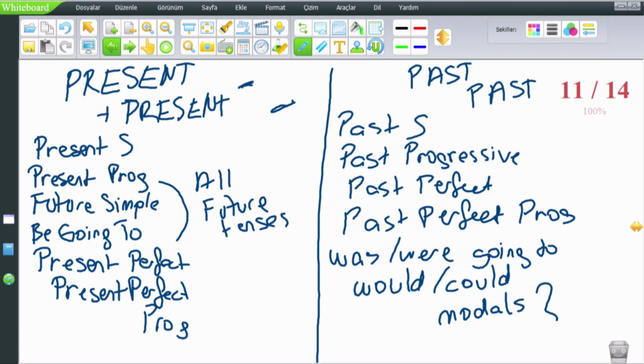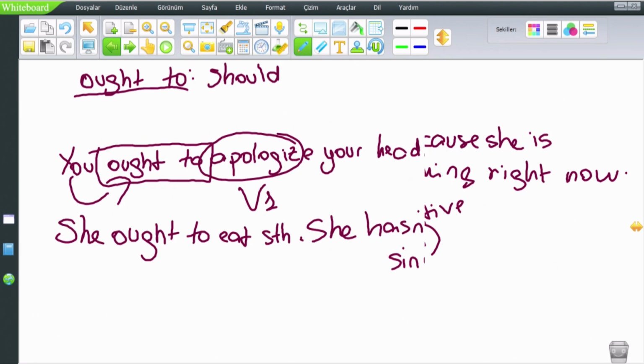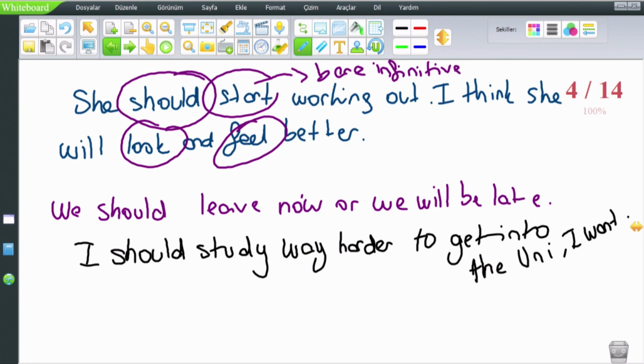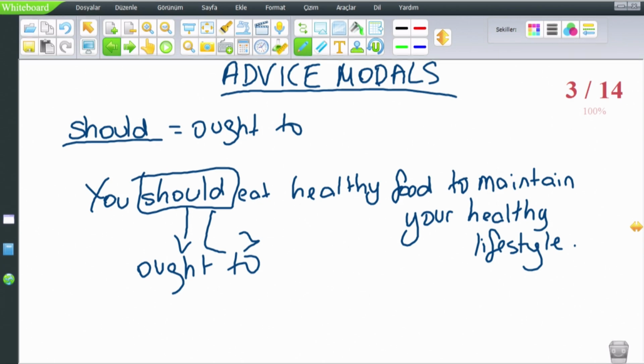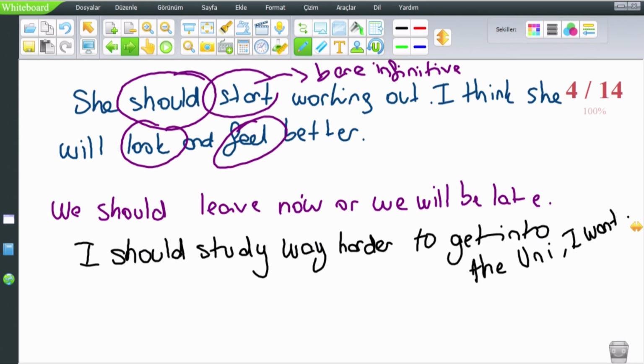Okay, let's look at modals that represent advice from the beginning. Let's review, and then we will do the obligation ones. We talked about should. It's a weak advice, and it has the same meaning as ought to. You should eat healthy food to maintain your healthy lifestyle, where I could also use ought to instead of should.